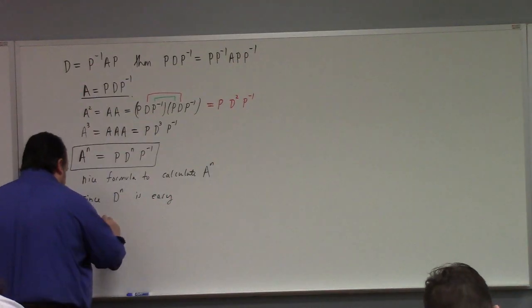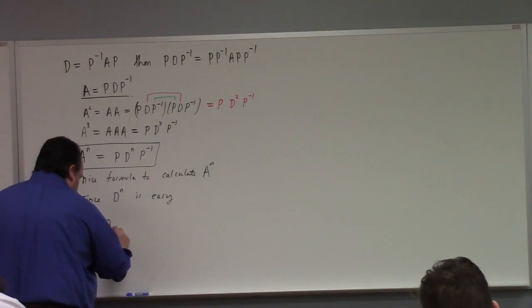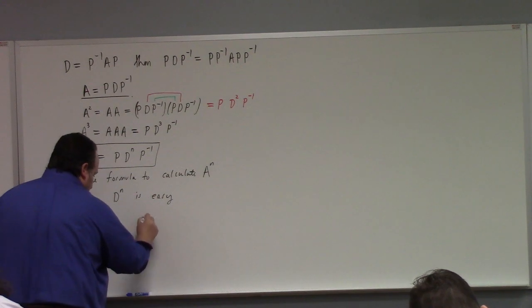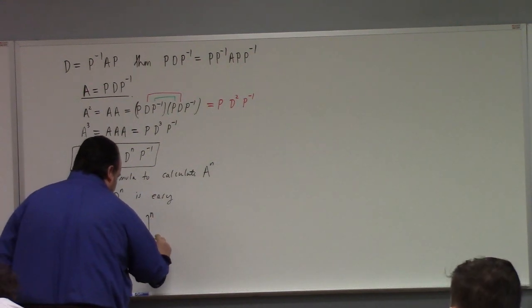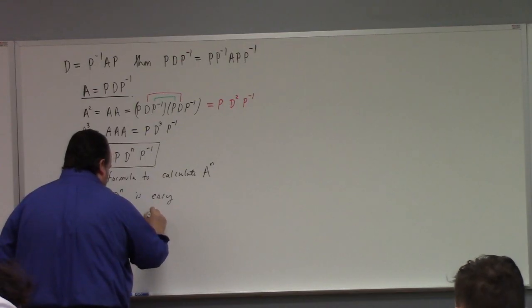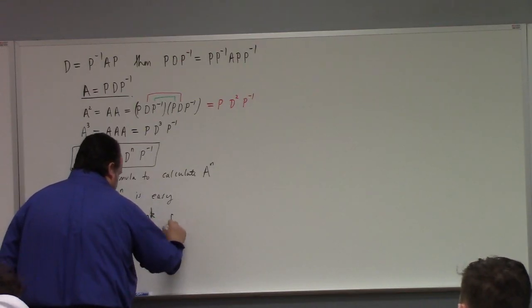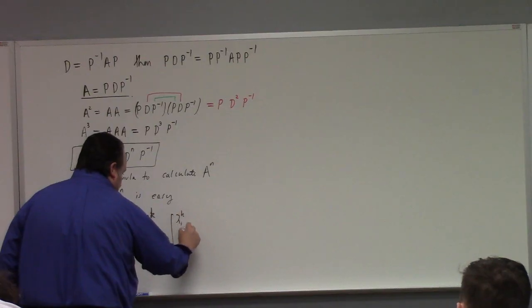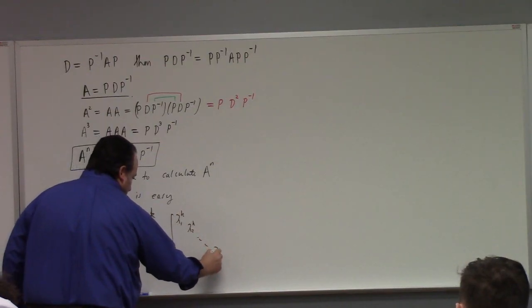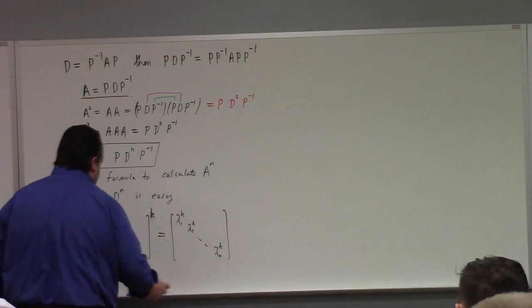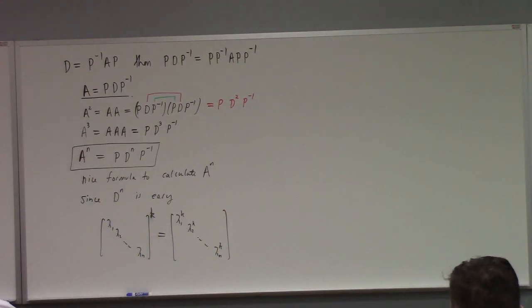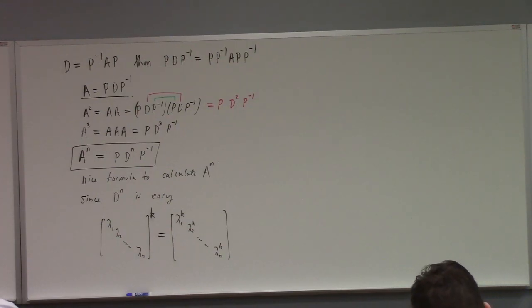What's D to the n? If I have lambda 1, lambda 2, through lambda n on the diagonal, and I raise it to a power, let's put the k power here for the sake of discussion, what I end up with is lambda 1 to the k, lambda 2 to the k, lambda n to the k. So a diagonal matrix exponentiated is simply the matrix of the diagonal entries exponentiated, which is much easier than multiplying a matrix n times. Goodness gracious, way easier.